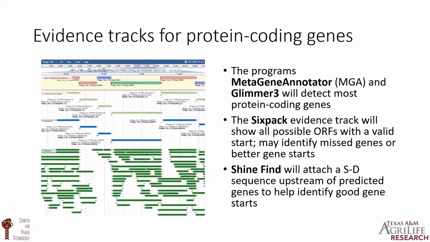Most of your gene calling should be done from the MetaGene Annotator and Glimmer tracks, but 6-pack can be used to identify genes that are missed by those gene callers, or if the gene callers identify a correct reading frame but an incorrect gene start. 6-pack can then be used to identify perhaps the same reading frame with a better gene start. ShineFind helps the user to identify good gene starts by identifying starts that are associated with Shine-Dalgarno sequences, which the majority of phage genes should be associated with.